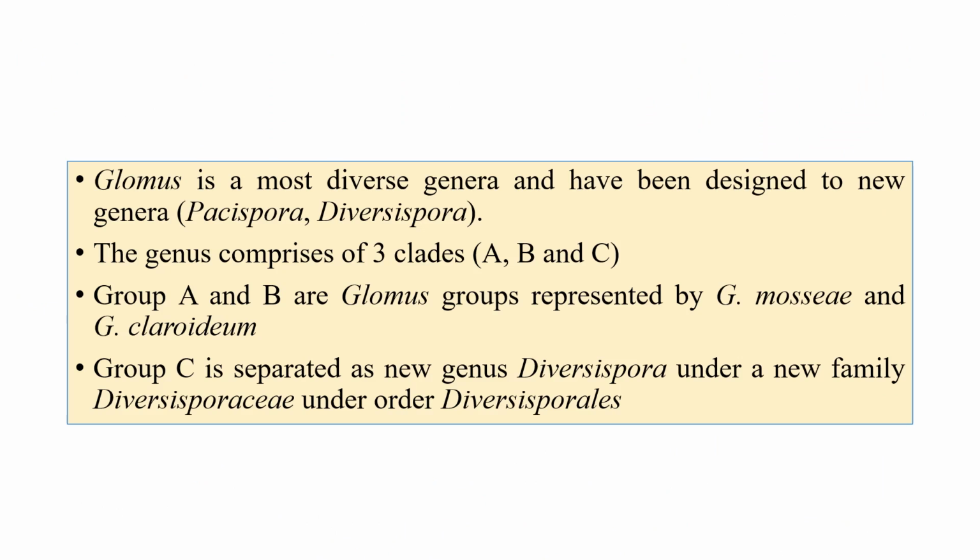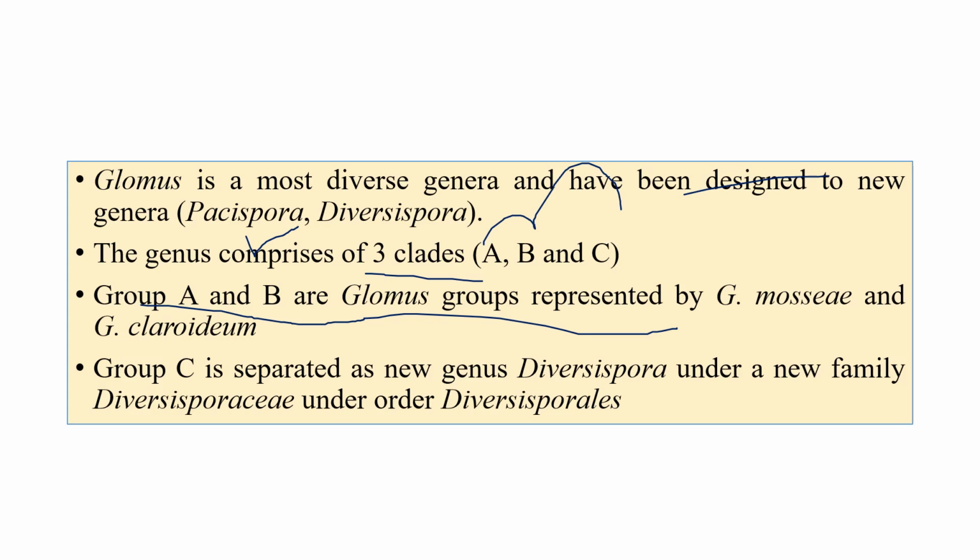Glomus is one of the most diverse genera, which has been designated into other groups like Pachyspora and Diversispora, even though they're classified in other groups. Since it is a diverse genus, it is divided into new genera, Pachyspora and Diversispora. There are three clades in the Glomeromycotina: clade A, B and C. Groups A and B are Glomus type. For example, Glomus mosseae and Glomus claroideum come under Glomus groups A and B.